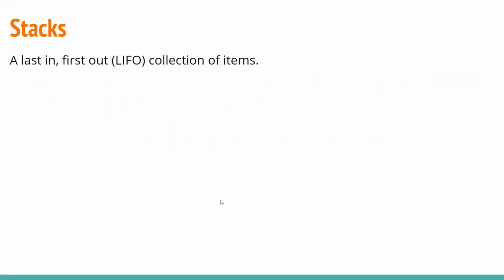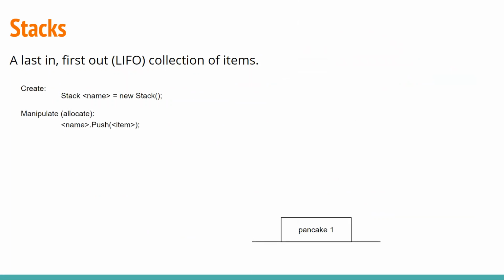So let's see, how do we add to a stack? How do we remove from the stack? How do we look at what's at the top of the stack? And how do we see what's in the stack? First things first is the name of the stack dot push. The command push. Push is exactly like enqueue. Push is how we add to a stack. So for example, if I say the name of my stack, Bob dot push pancake 1, that's going to add pancake 1 to the stack.